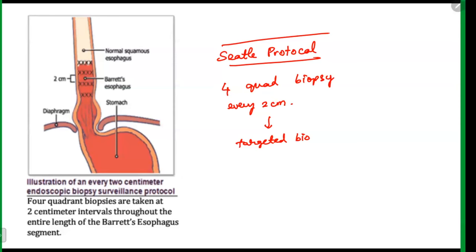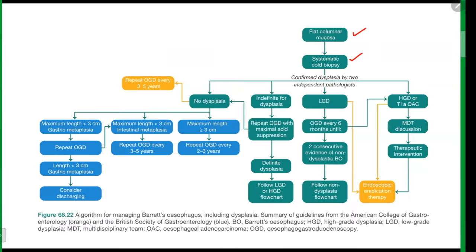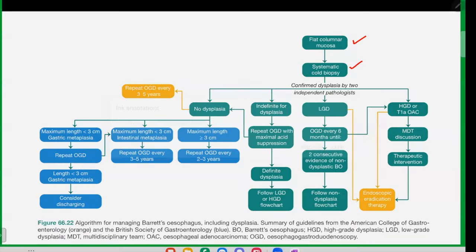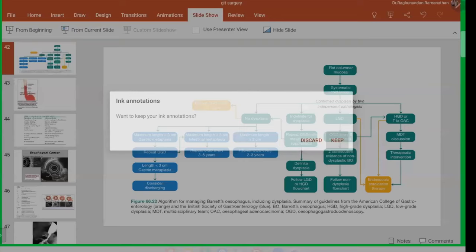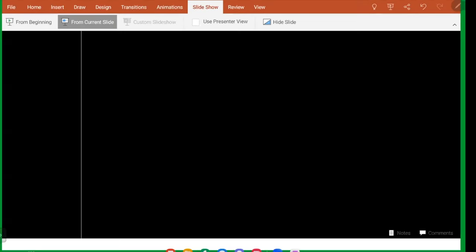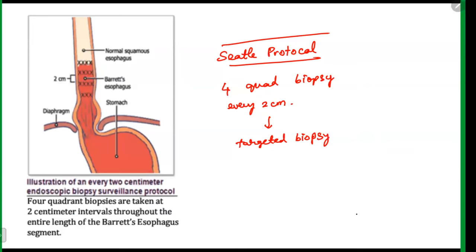Once you understand this, you're going to take a targeted biopsy from the targeted lesions. Once you identify these areas, after taking a biopsy, you're going to go for radio ablation. Radio ablation is the most commonly used technique.